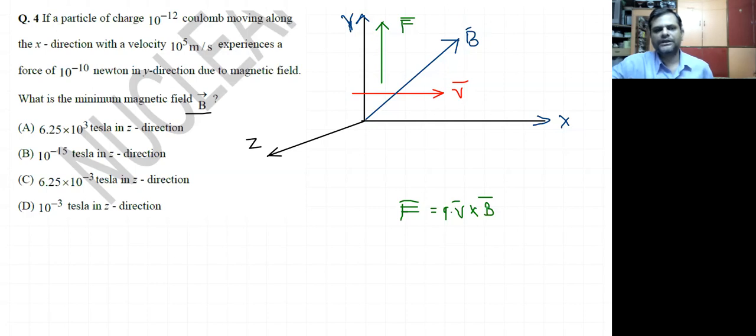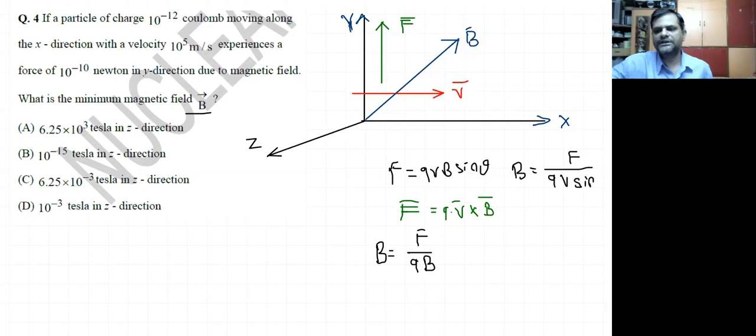As for the magnitude, the magnetic induction B can be found simply as F upon qV. Actually, the formula is F is equal to qVB sin theta. But if you want to find the magnetic induction B, then it will be F upon qV sin theta. And in order to get this minimum magnetic field, sin theta must be maximum. What is the maximum value of sin theta? It is 1, at theta equal to 90. So finding the minimum magnetic field means we take theta as 90, and then sin theta becomes 1.